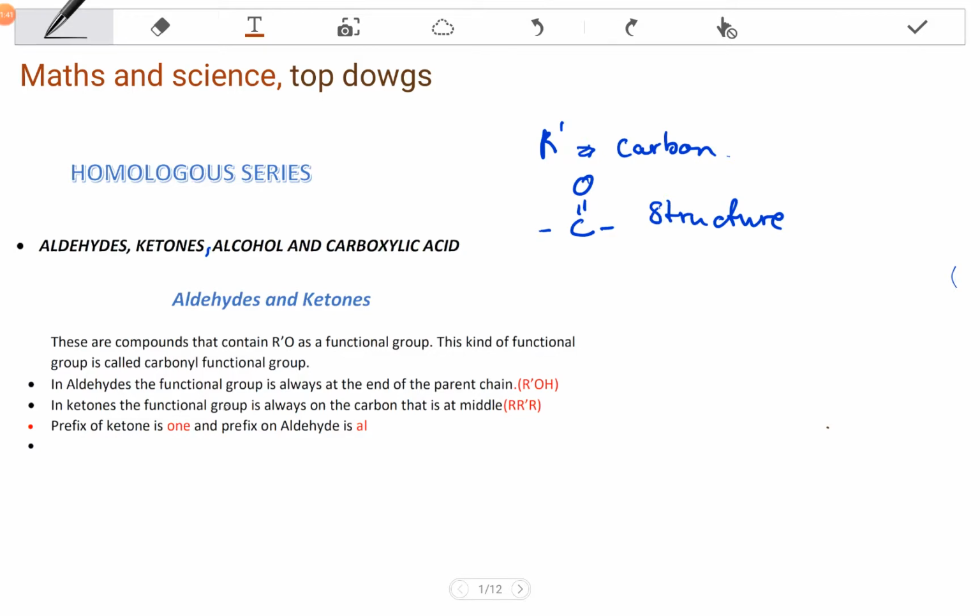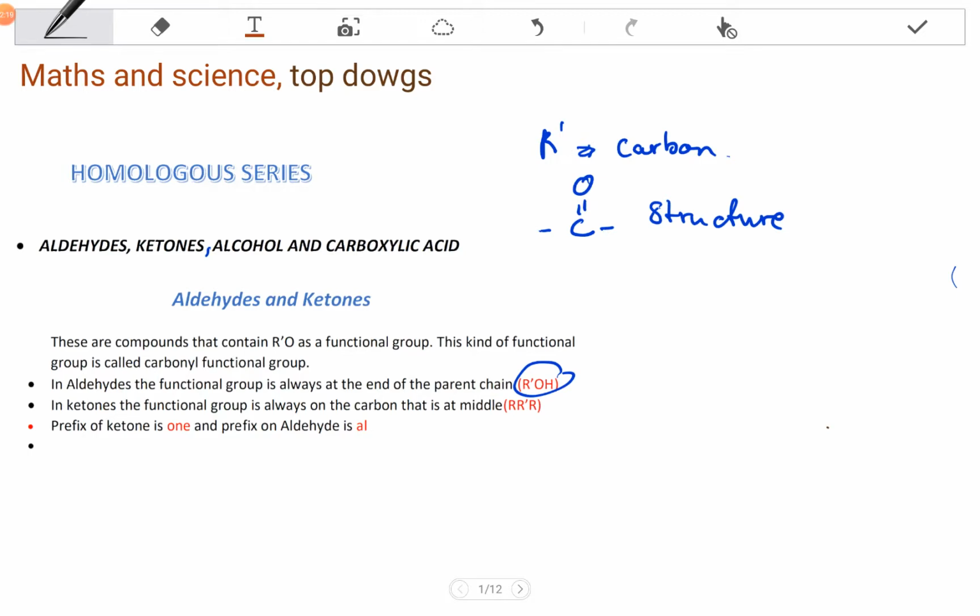In aldehydes, the functional group is always at the end of the parent chain. It's not necessarily at the end; it can be at the start. It depends on how you count, but it doesn't matter, because according to the rules you must start where you see the functional group. The difference between aldehydes and ketones is that for aldehydes, the functional group is always at the end or at a starting point, and for ketones, it's going to be in between. So that's why I wrote this R.